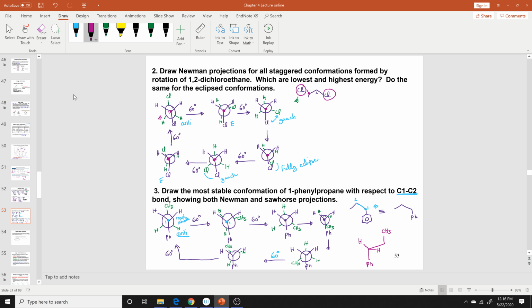Then this hydrogen over here is going to be on this side. And this hydrogen over here is going to be at the back on that side. Again, the angle between this hydrogen and this hydrogen is going to be a 60-degree angle, and the angle between these two hydrogens is 60 degrees. You can easily see that when you build your molecular model.